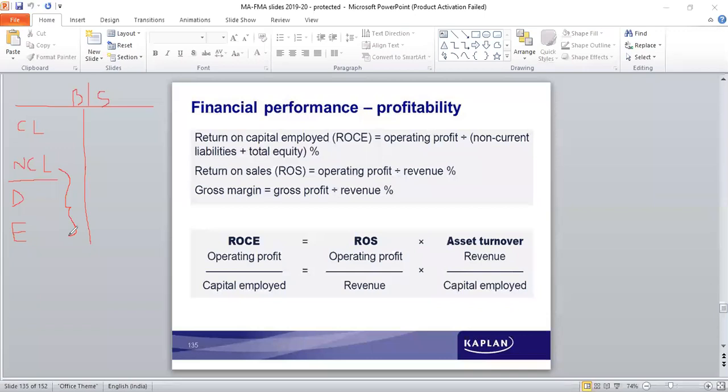If total capital is 100%, the operating profit which is earned, I hope you know the format of the income statement. Are you aware of the format of the income statement? You must have done it in your first semester.